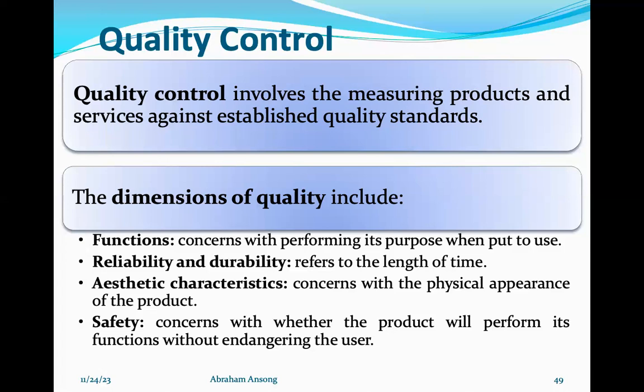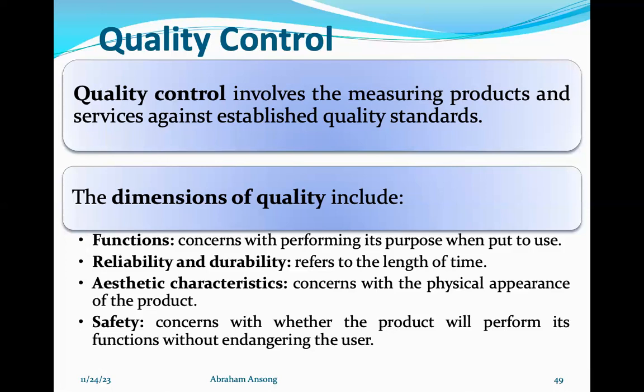Then finally, safety. This concerns whether the product will perform its functions without endangering the user. Function is basically whether it will be able to perform its purpose. Safety is whether in the course of performing the function of that particular product, it will not harm the user of that product. So it is very, very important to know that these are the dimensions of quality.